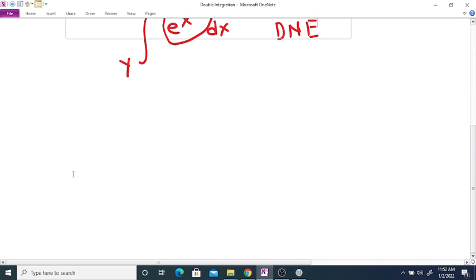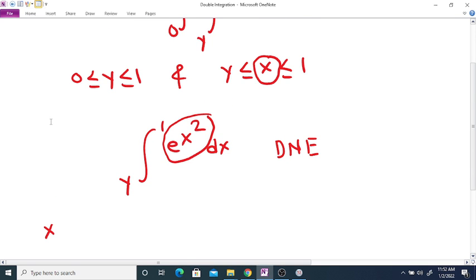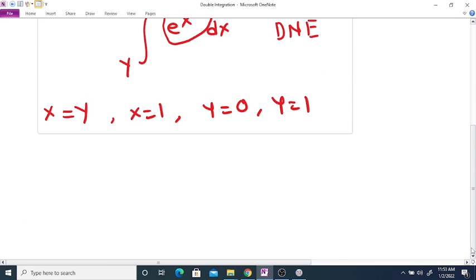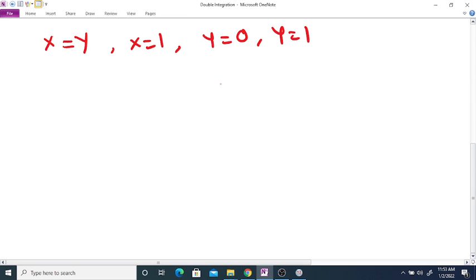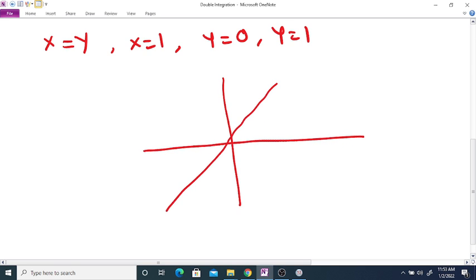So the limits given are x is equal to y, x is equal to 1, and y equal to 0, and y equal to 1. By using this information we know that x is equal to y is a line passing through the origin. Then this is x is equal to 1, and this is y equal to 1.